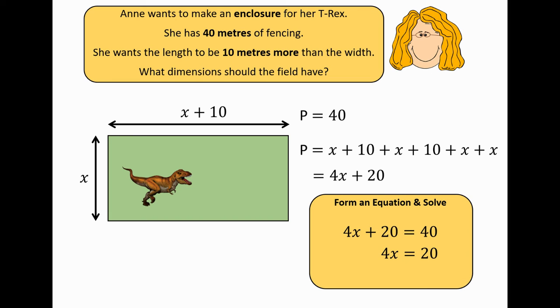Well, 4x means 4 times x. So to get rid of the 4, I need to use the inverse operation. So I'm going to divide by 4 on both sides. So 20 divided by 4 is 5. So my width here, x, is going to be 5 meters. But because my length is x plus 10, it would be 5 plus 10 meters, which would be 15 meters.